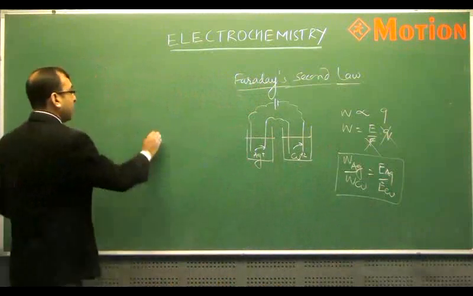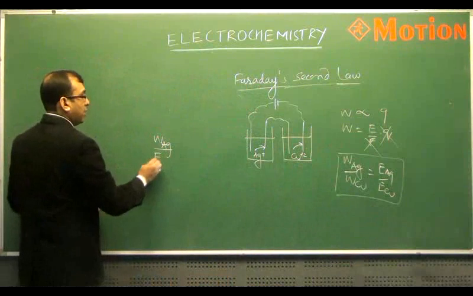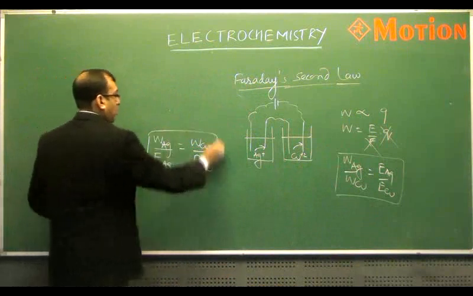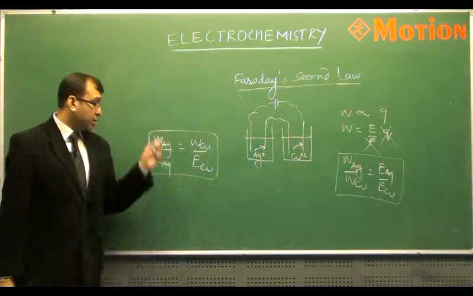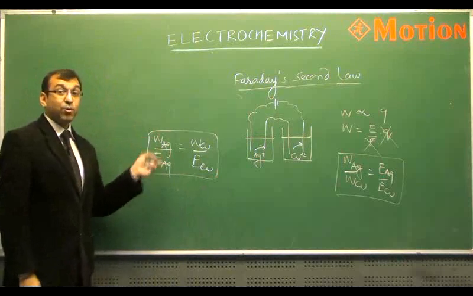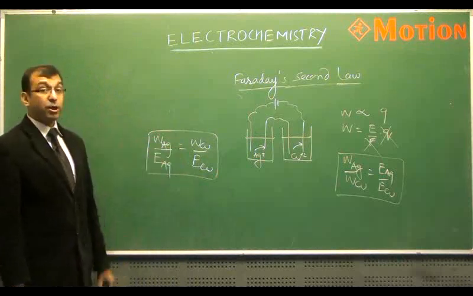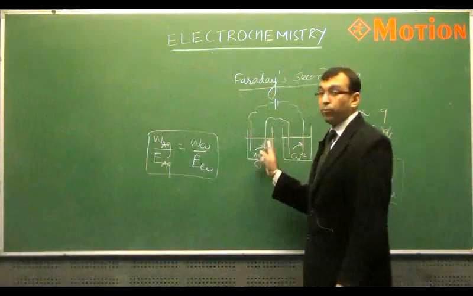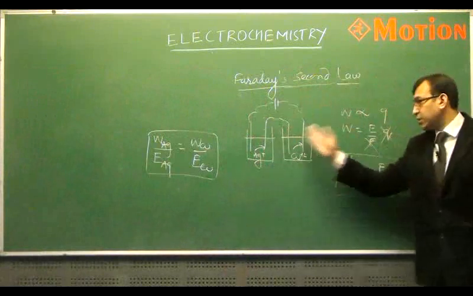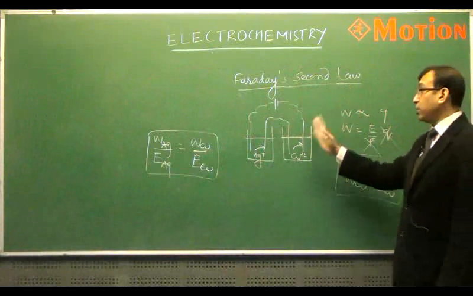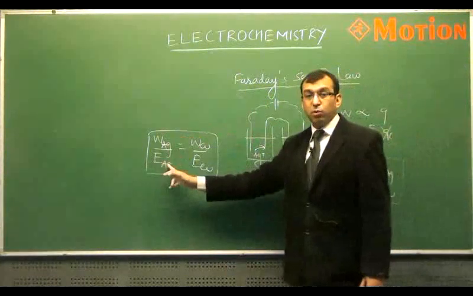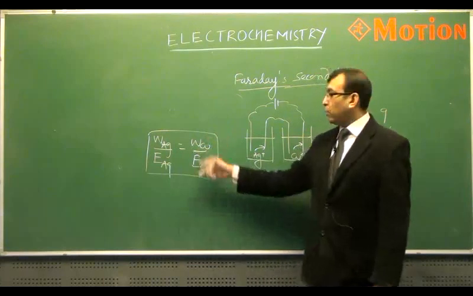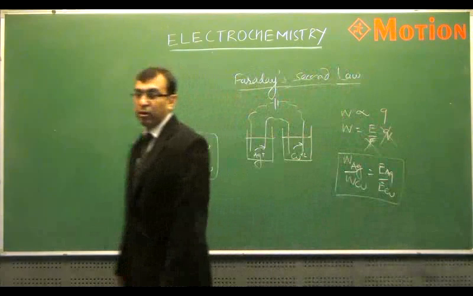Or in the other way we can shuffle it and say that W silver over E silver is equal to W copper over E copper. Now what does it say? It says that weight over equivalent weight is equivalents. Equivalents of silver discharged would be the same as equivalents of copper discharged. What a good equation we are getting. If we know how many equivalents of silver have deposited at this electrode, we can blindly say that the same equivalents of copper would be discharged at this electrode, because equivalents of silver is equal to equivalents of copper. Weight over equivalent weight is equivalents.